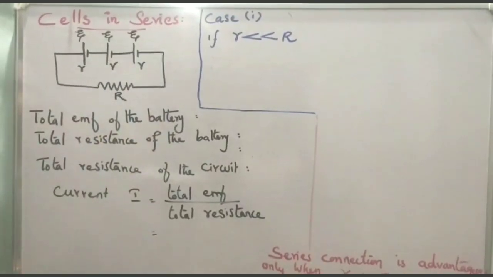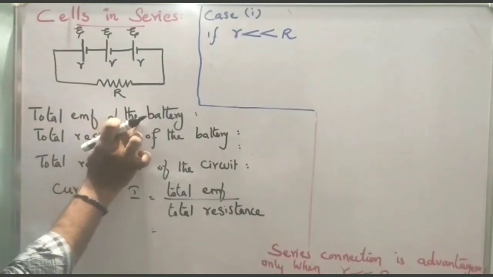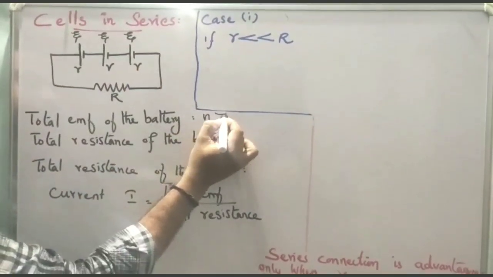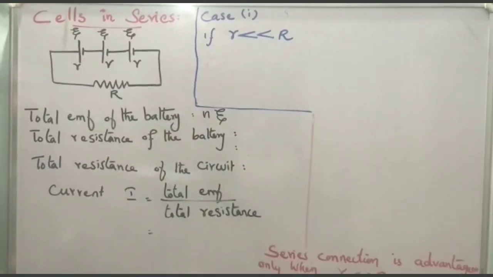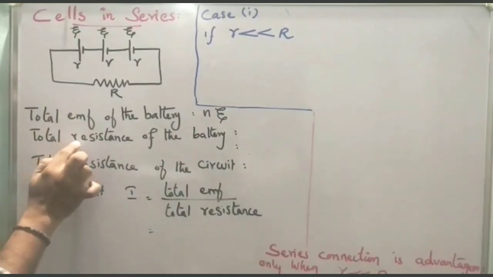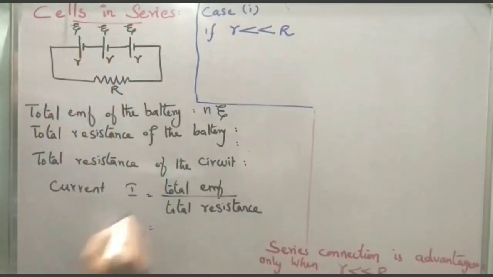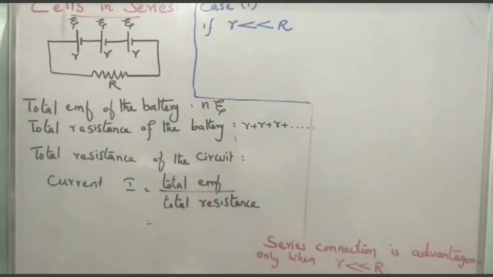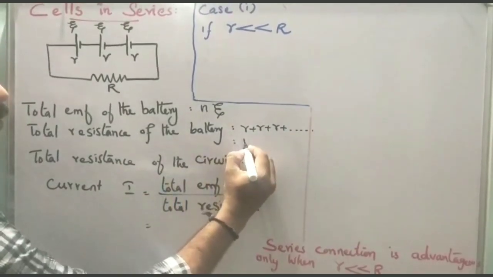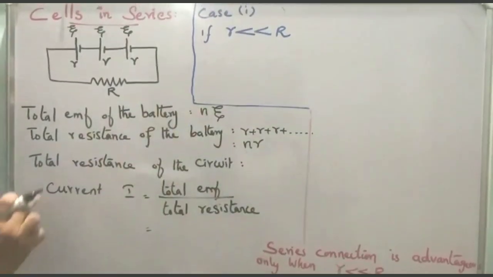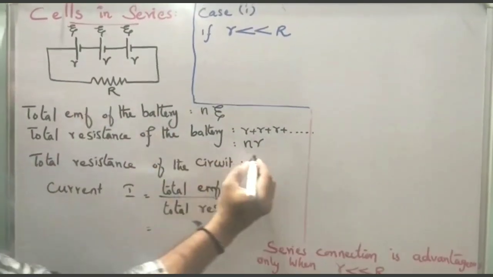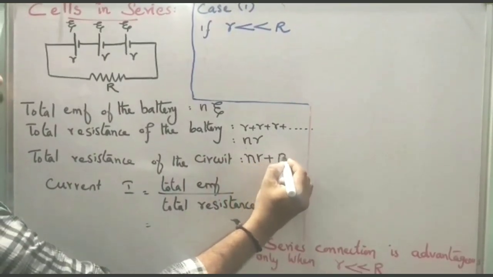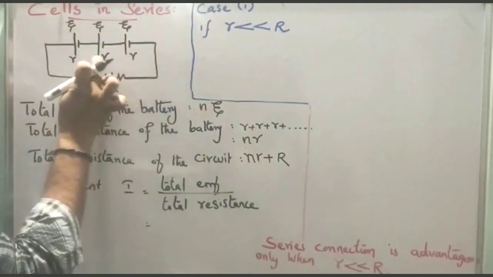capital R. So the total EMF of the battery connection is n psi. Total resistance of this battery is r plus r plus r and so on. N number of cells are connected, so that is equal to n into r. Total resistance of the circuit will be now nr plus capital R. This resistance plus this resistance.